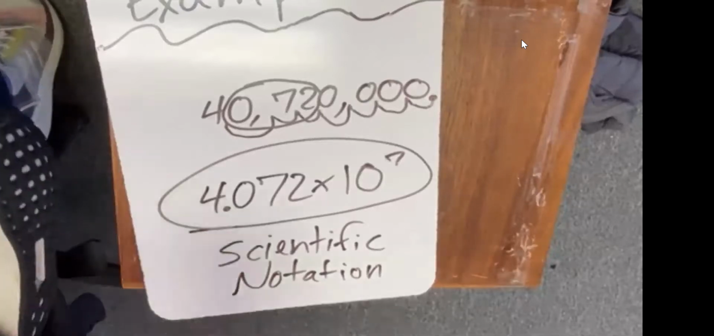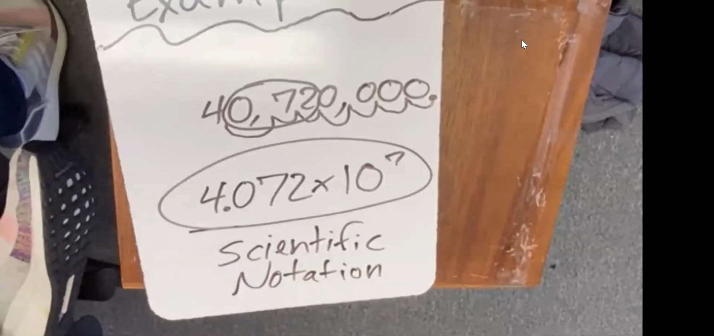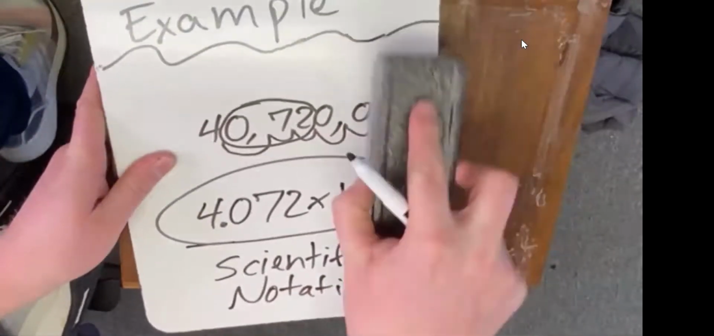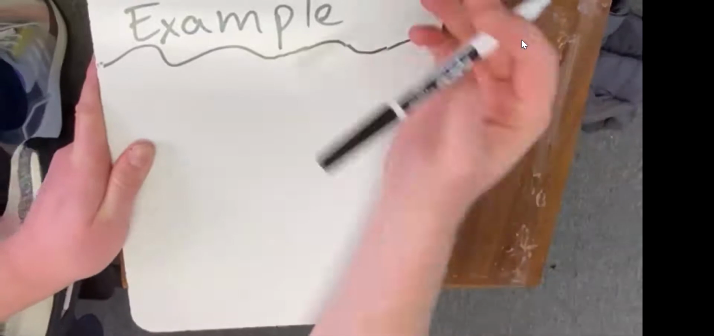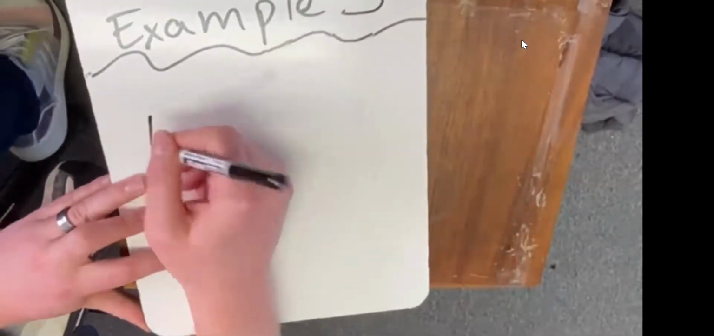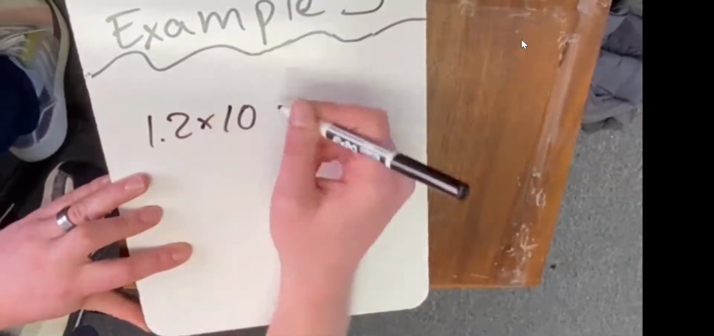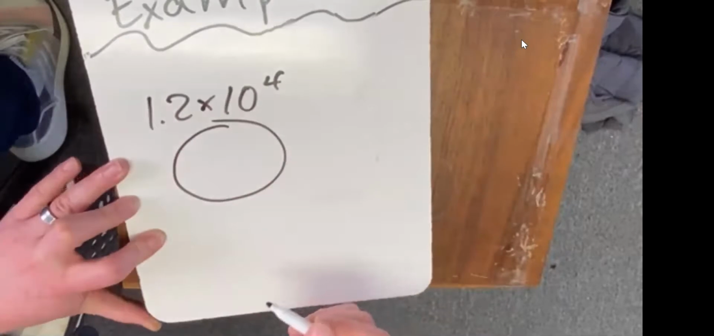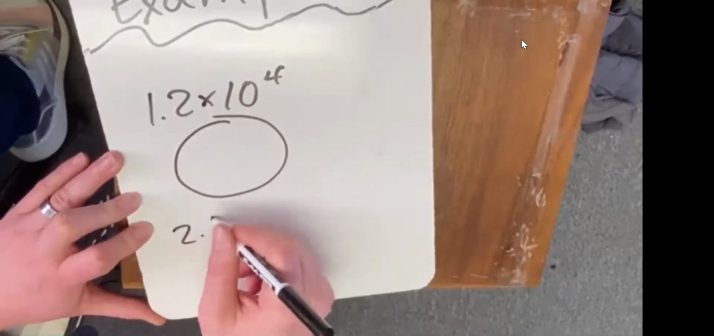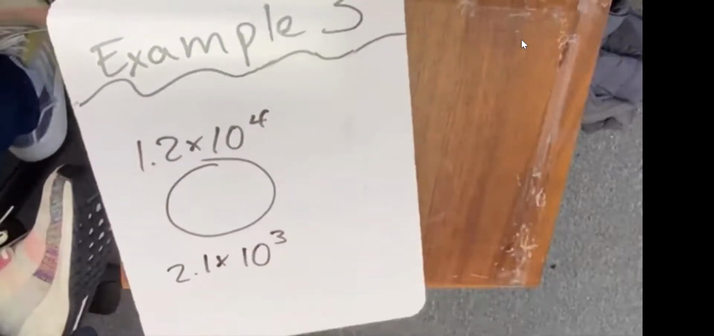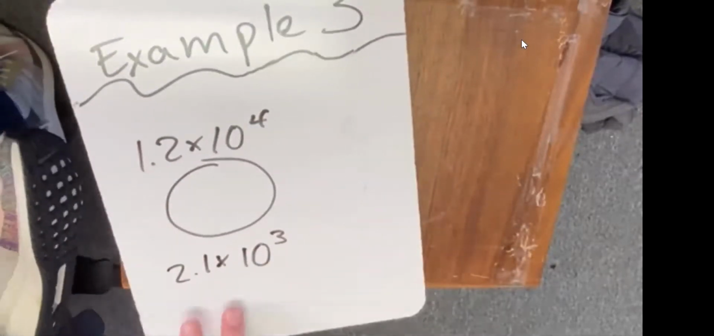The next part is you are going to be comparing them. So we have example 3 here. We need to compare them. It says compare 1.2 times 10 to the 4. And we're going to compare that, so I'm going to do my little Pac-Man dude here, to 2.1 times 10 to the 3. So example 3 at the bottom of page 351, if you're wondering where we're at.